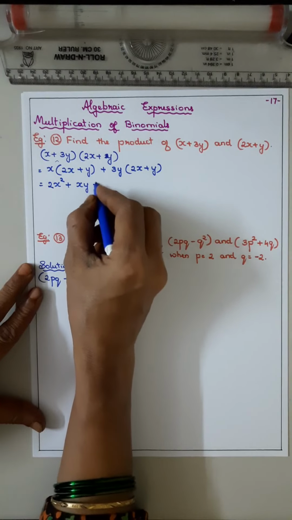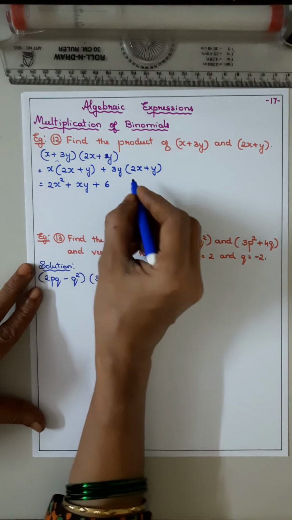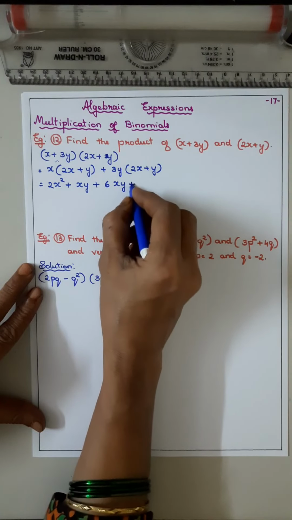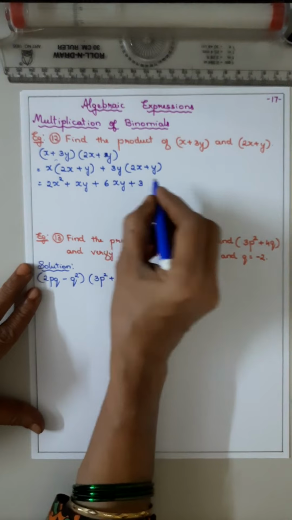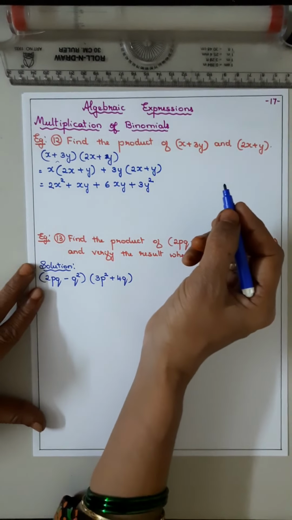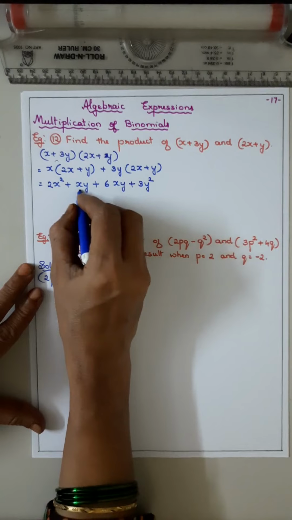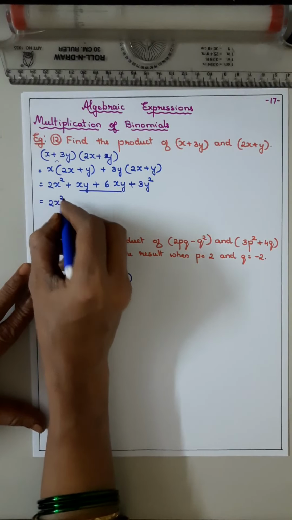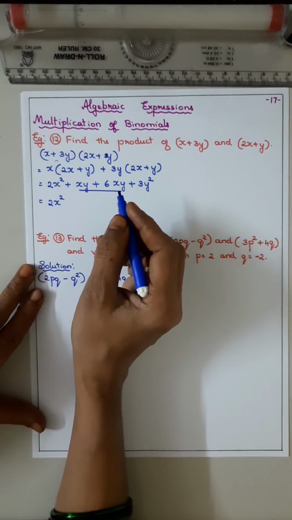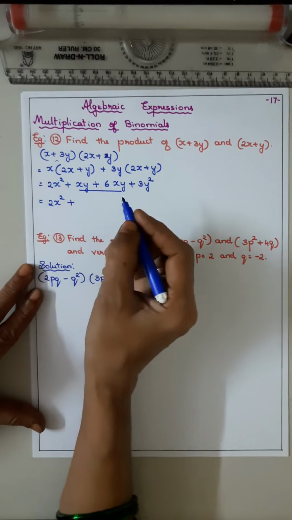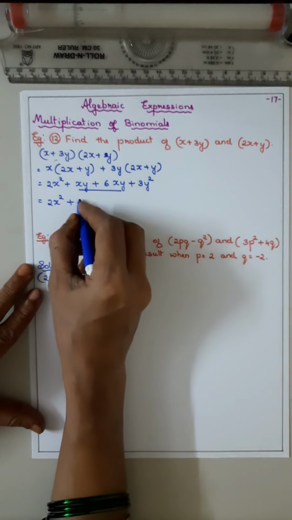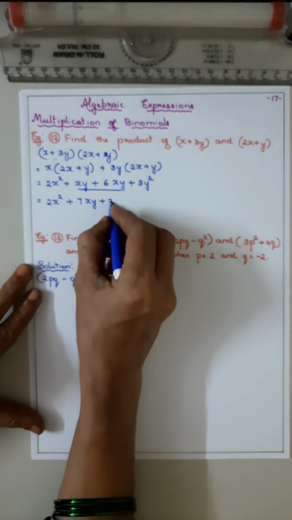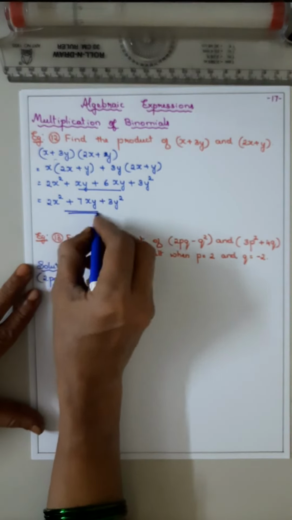plus x into y, xy. Now plus, plus, plus, 3 2s are 6, x and y. Now plus, plus, plus, 3 1s are 3, y 2 times. Now these are like terms, so underline. So 2x squared plus, plus, so you have to add. So plus, here is 1, here is 6, 1 plus 6 is 7xy. Here it is plus 3y squared. This is the final.